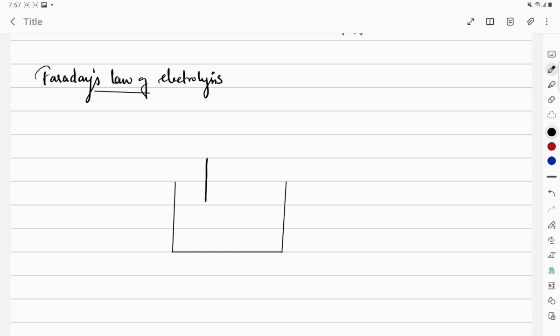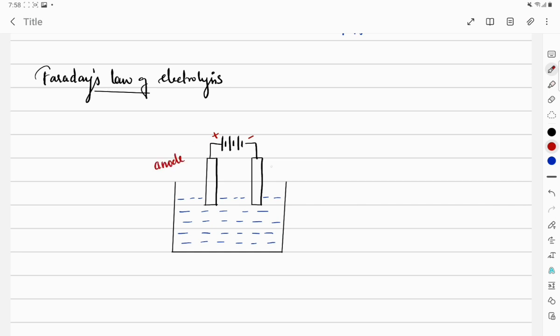So we will have two electrodes, which will be called the cathode and anode again. There is an external circuit connected to this, and we'll have an electrolyte solution. This electrolyte solution will contain both anions and cations. Since this is the positive side and this is the negative side, the one on the positive side will be called the anode and the one on the negative side will be the cathode.